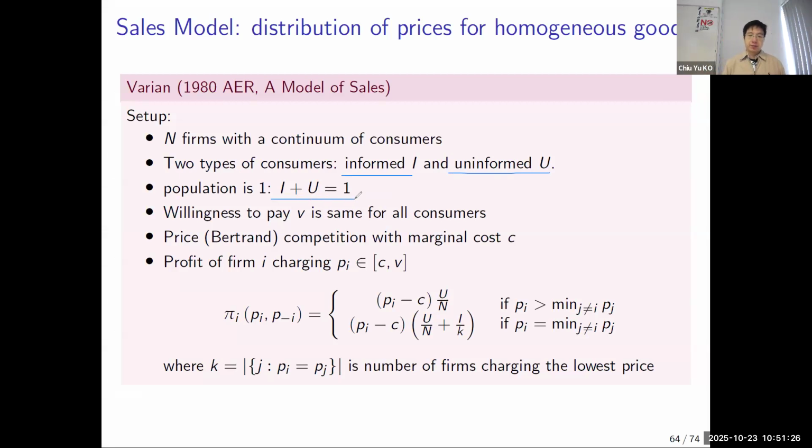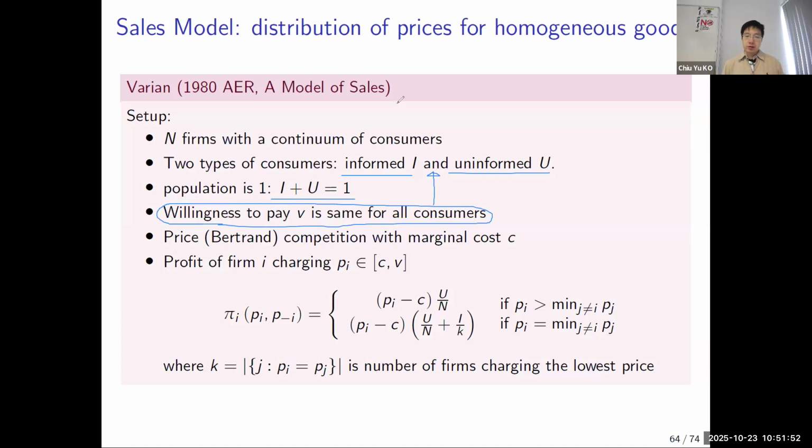So the sum of the two consumer types is mass one, which is a normalization, doesn't mean anything here. Here, the payoff is V, the same for all consumers. So consumers are the same, except for the information cost. To make the model simple, you could make it heterogeneous, but you will see this, we make it simple.